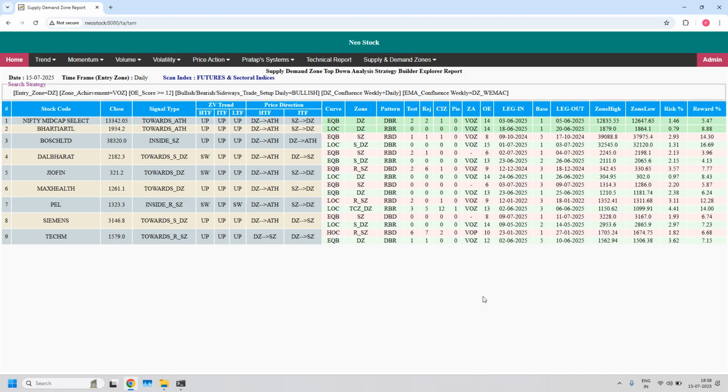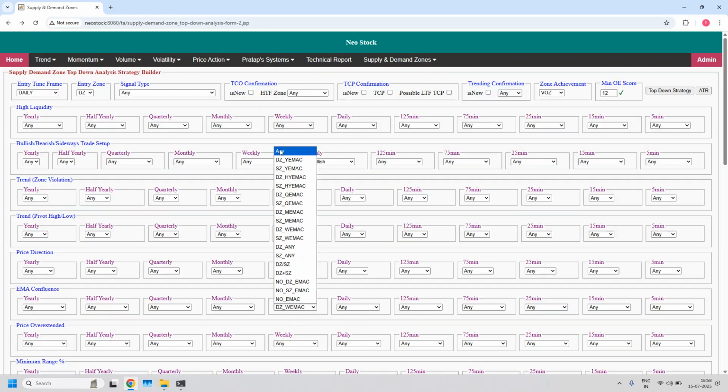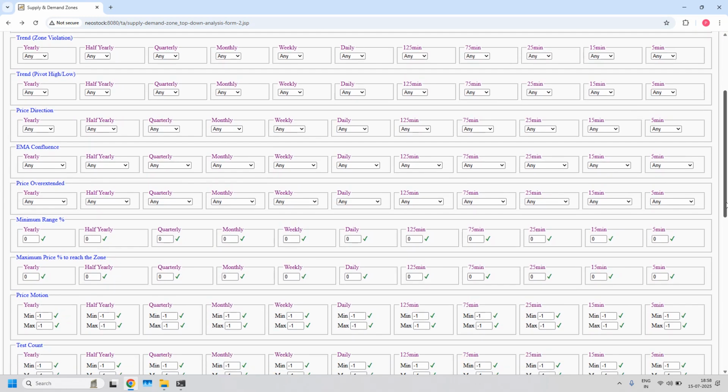Okay. Next, we will look into LTF, ITF, HTF demand zone confluence supported stocks. That is nothing but daily, weekly and monthly demand zone confluence supported stocks. So I am going back, removing the EMA filter because it is ITF specific. Now we are looking for HTF supported.